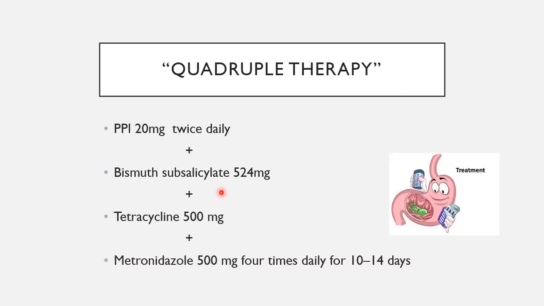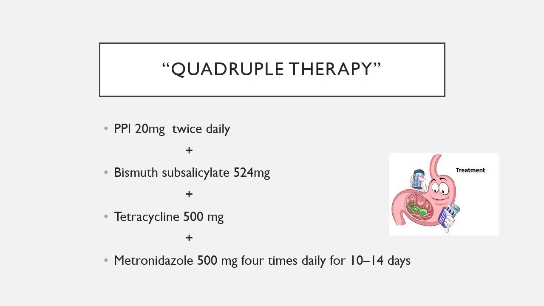Now is the quadruple therapy, in which 4 drugs are used and they are given 4 times daily for 10 to 14 days. PPI 20 milligram twice daily is given with bismuth subsalicylate 524 milligram, tetracycline 500 milligram and metronidazole 500 milligram 4 times daily for 10 to 14 days. PPIs are never given more than twice daily. Okay, so let's revise the triple and quadruple therapy.